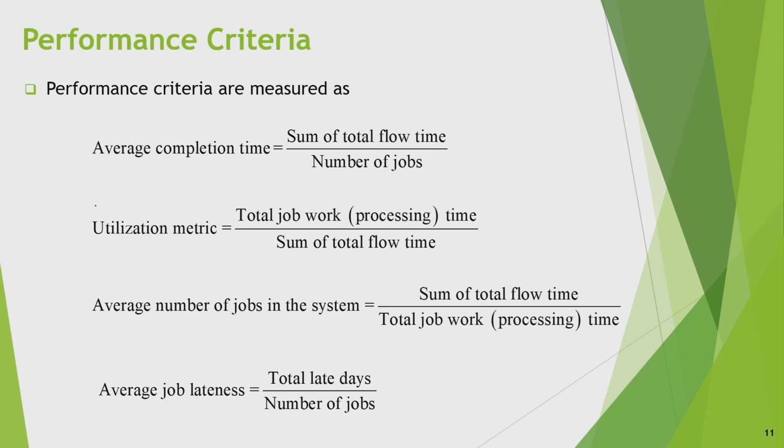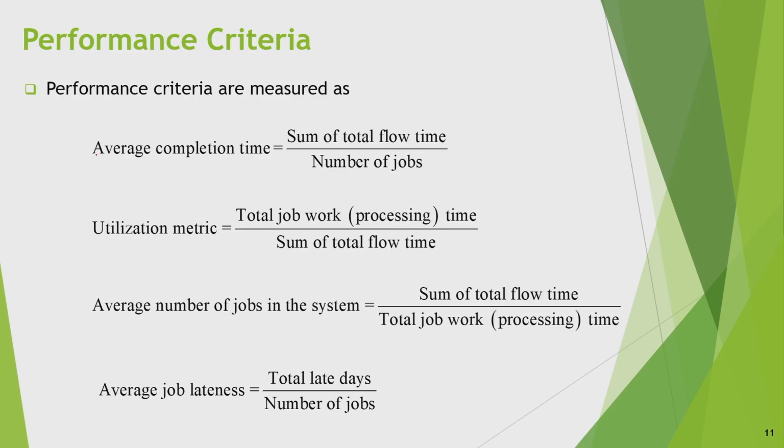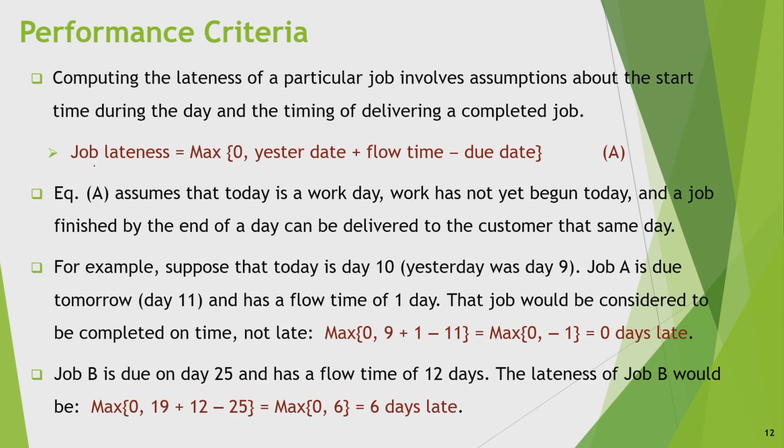Now, these performance criteria can be written mathematically. Average completion time is the sum of total flow times divided by the number of jobs. Then the utilization metric is the total job work processing time divided by the sum of total flow time. Average number of jobs in the system is the sum of total flow time divided by total job work time, so this is basically the reverse of the utilization metric. Then average job lateness is total late days divided by the number of jobs.